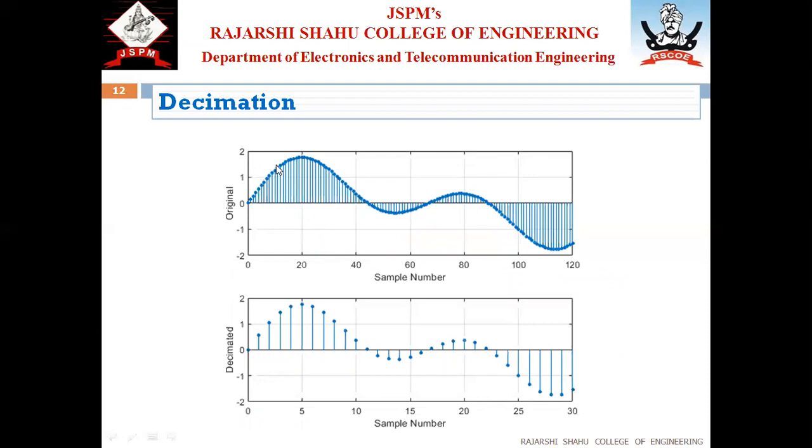Here, if this is the original signal with 120 number of samples, then after decimation, we can see here the shape is retained, but the number of samples are reduced, right? If the sampling rate is satisfying the Nyquist rate, then only this reconstruction of the original signal is possible with the help of this reduced number of samples. Here originally the number of samples are 120, and after decimation we are having 30 number of samples. That means the decimation factor is 4.